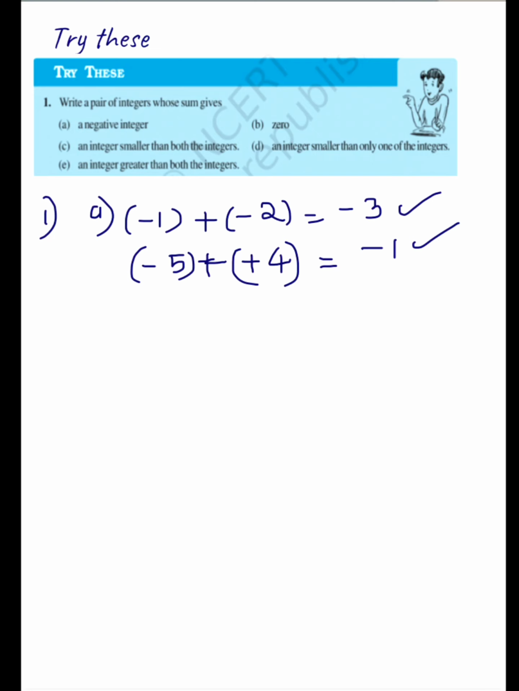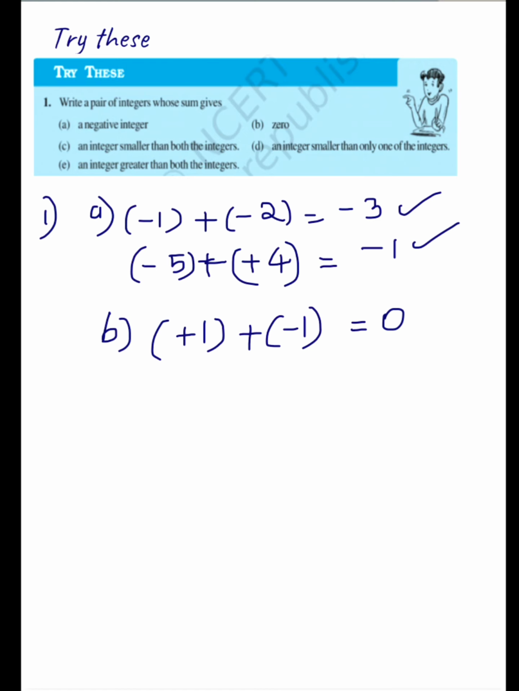Okay, now let's see the second or the B part. What is the B part? 0. We need to find a pair of integers whose sum gives 0. That is, in the answer you should get 0. So you need to take a pair of integers. In order to get 0 in the sum, the only way is to take a number and minus the same number. Take a number and add it with the negative of the same number.